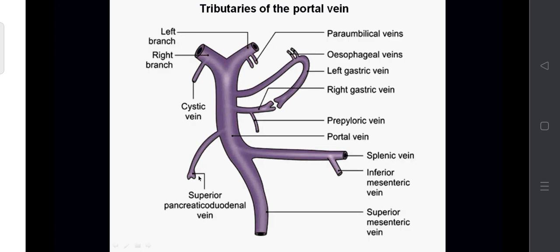The superior pancreatico-duodenal vein, as the name suggests, drains the blood from the pancreas and the duodenum into the portal vein. So these are the tributaries of the portal vein.